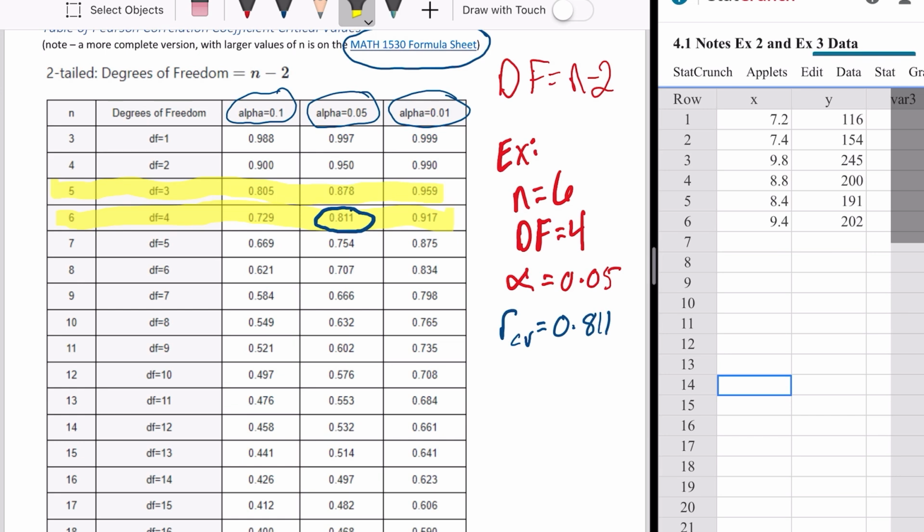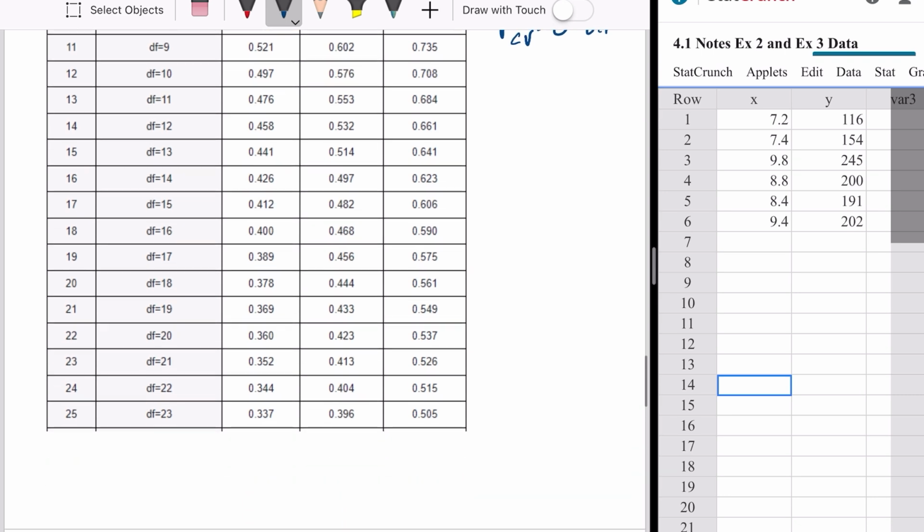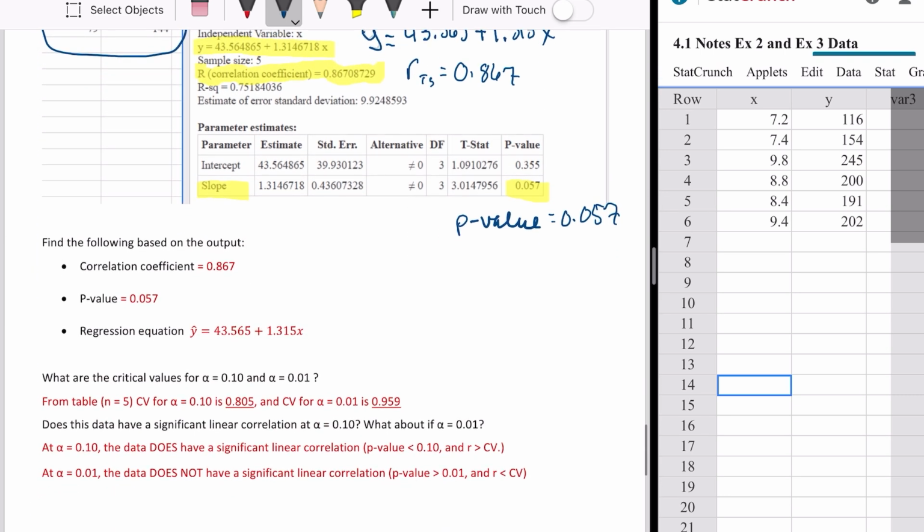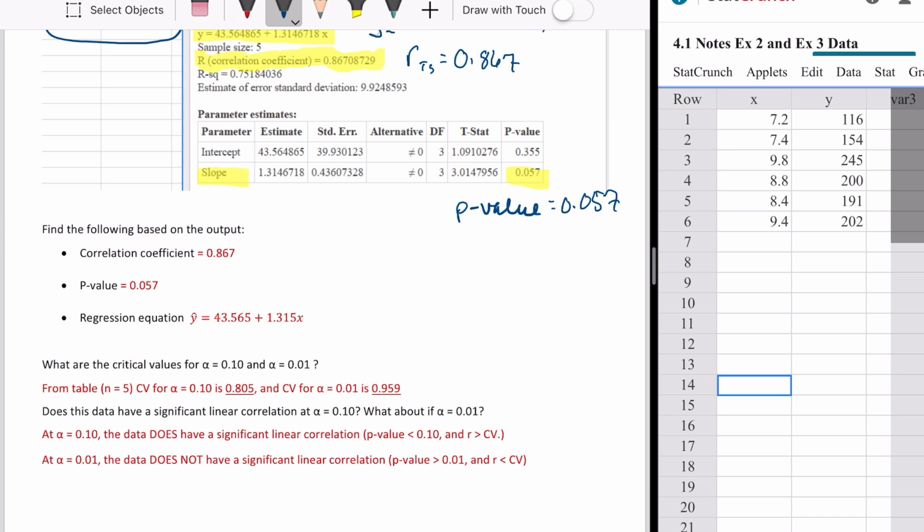For this example, when alpha equals 0.1, that critical value is 0.805. And when alpha equals 0.01, that critical value is 0.959. And we have both of those written down there. You won't normally have two alphas. We're doing this because we're going to answer a question based on two different alpha values. That's why you saw two alphas.